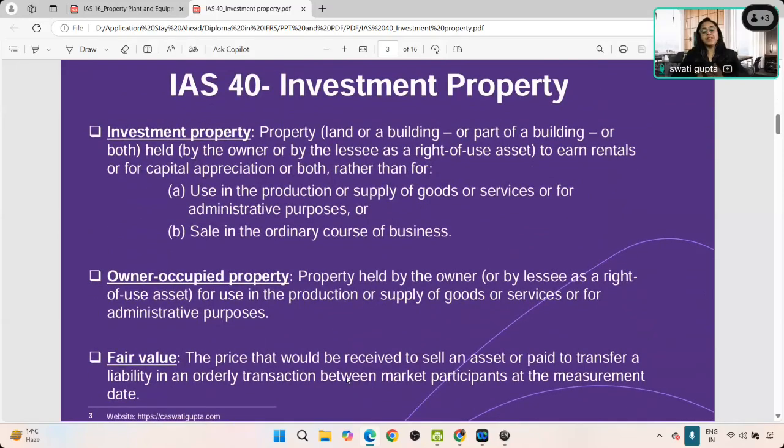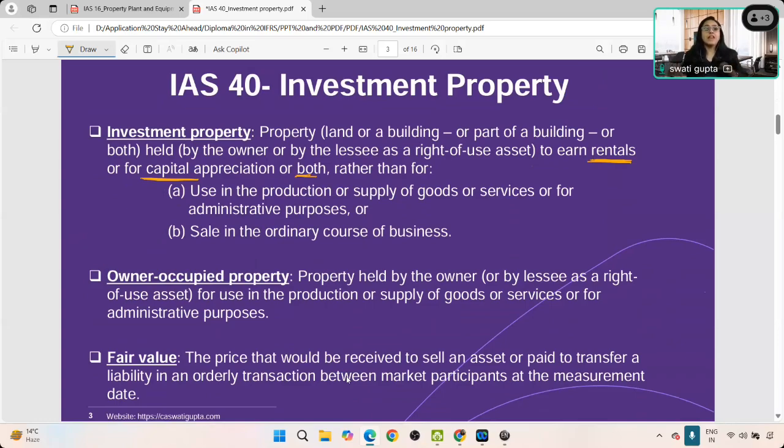Investment property, it's a definition given. Whenever there is any long-term asset which is held for rentals, for collection of rentals, and for collection of capital appreciation, or both. Either you hold that particular piece of property to collect rents. It is not your core business activity.